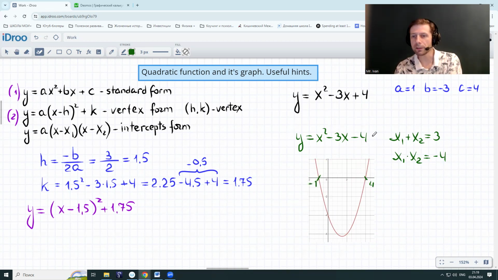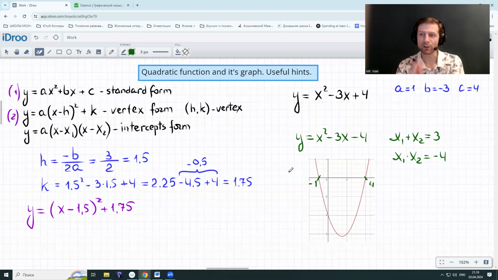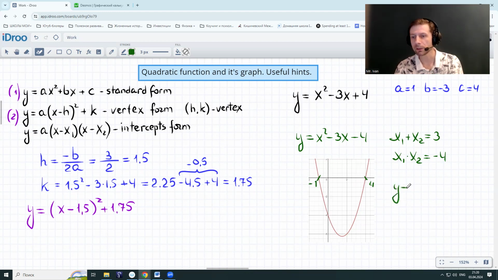Again, if you have this notation, x squared minus 3x minus 4, and you want to find the vertex, you could also use... Actually, before that, if we want to use the intercepts form, we should simply put it this way: y equals, a is 1, so I put just nothing before the parentheses, (x plus 1)... (x minus 1) times (x minus 4). That's the equation of the parabola. And if I expand this equation, I'll exactly get this thing, okay?